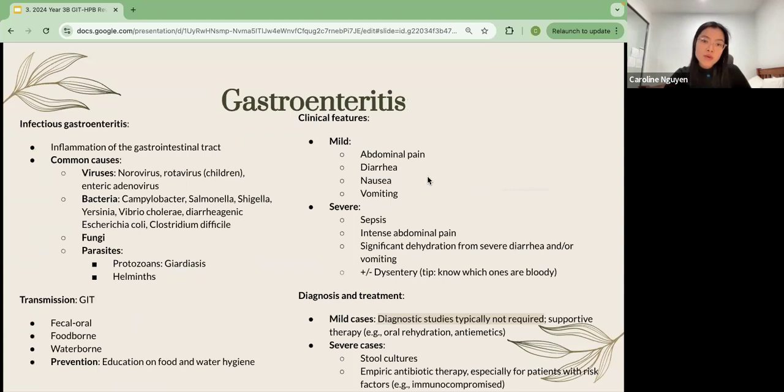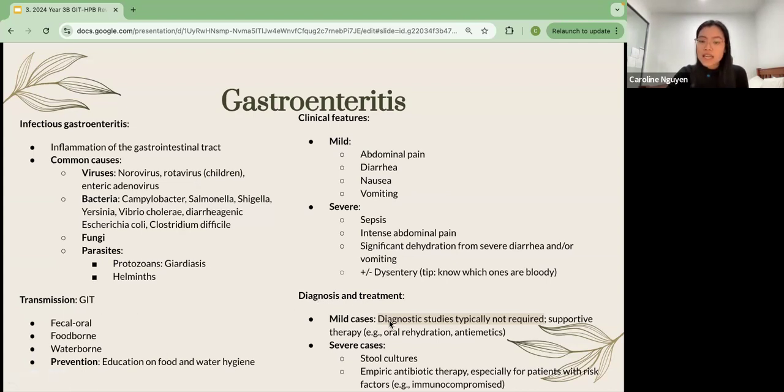Gastro. So gastro, we can divide into infectious and non-infectious, as well as under infectious, we can divide it into bacterial and viral, as well as like the other things that we don't really need to know about. These are the main ones. The important thing to know about gastro is that children have rotavirus and adults have norovirus. That can be a question. And a lot of the transmission is through the gastrointestinal tract.